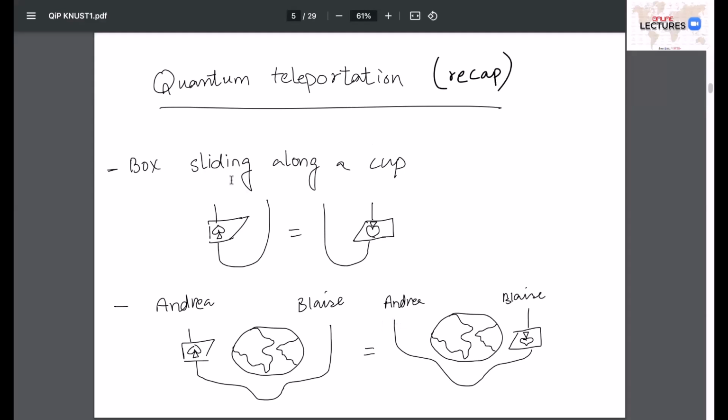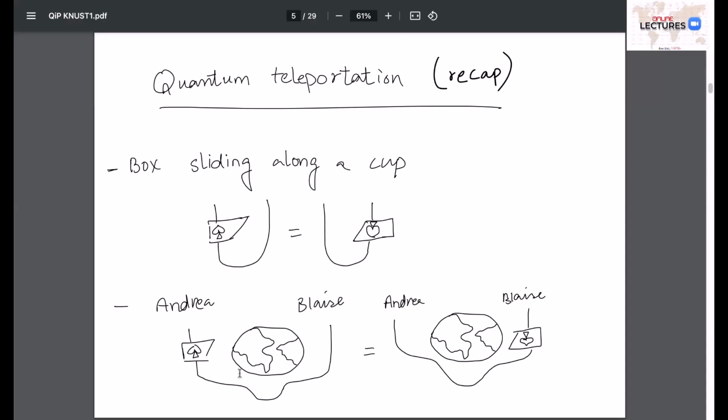Okay, so let's quickly revisit quantum teleportation from the previous lectures. Using this box sliding rule, we can have a trivial description of quantum teleportation. So say you have two parties, Andrea and Blaise, and these two parties can be far, far away. So say Andrea is, let's say, at the North Pole and Blaise is at the South Pole.